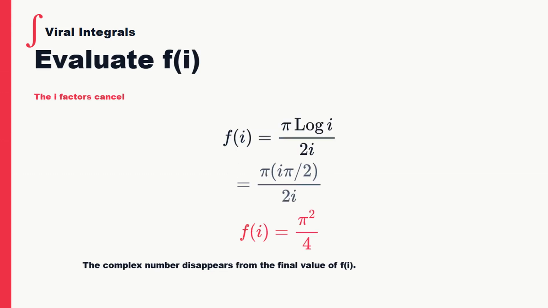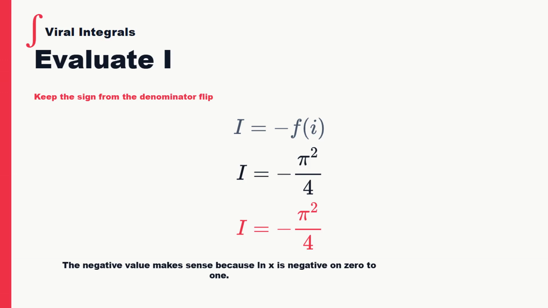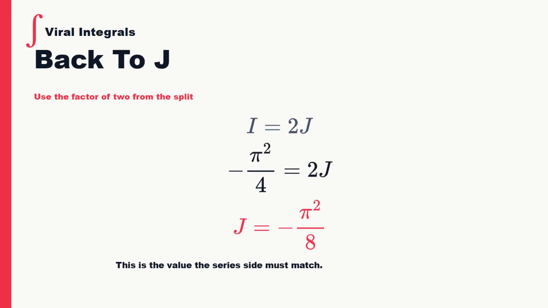So just plugging that directly into f of a, we see that f of i is pi times log i over 2i, which is pi times, well, we know that log i is i pi over 2, so f of i simplifies to pi squared over 4. And therefore, I is equal to negative pi squared over 4. And we know that I is equal to 2j, so we know that j is negative pi squared over 8.